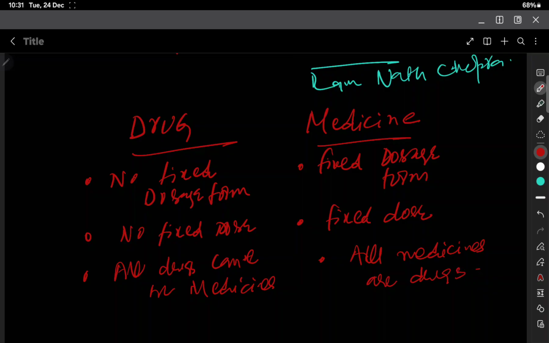So these are the three differences. In case of the drug, there is no fixed dosage form, while in medicine there is a fixed dosage form. In case of drug, there is no fixed dose, while in case of medicine there is a fixed dose. In case of drug, all drugs can't be medicines, while all medicines can be drugs.